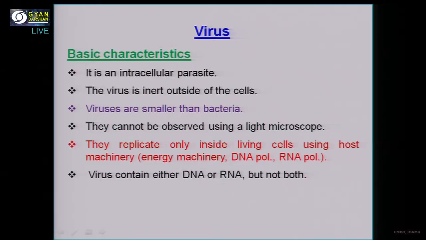Viruses cannot be seen under the light microscope. You can analyze them under the electron microscope. The electron microscope is a very important instrument to analyze the viruses, and they replicate only inside the living cell using the host machinery. Means they can utilize the RNA polymerase, DNA polymerase, and energy system from the host.